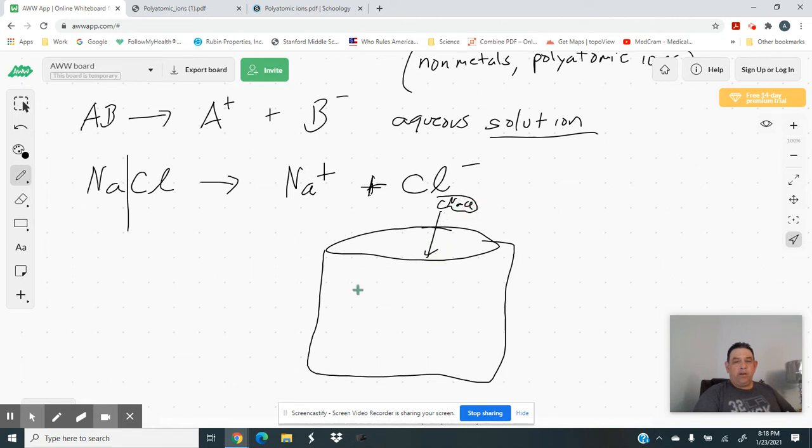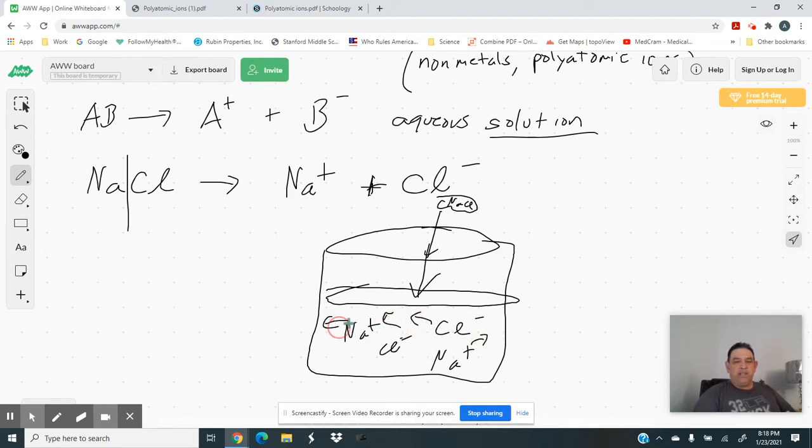You put it in water. Let's go ahead and put some water in here first. Then you put the sodium chloride in there, and these break up into sodium ions and chloride ions. And they're all kind of swimming in every direction. So each one's going its own way, and they just swim around.